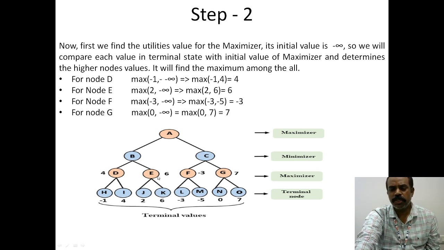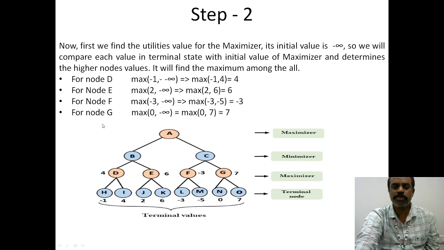So here we have the node E. At node E we have the J value on the left and K on the right. So again apply the same process. For node E we apply the maximizer: maximum of 2 and minus infinity, which is 2. If you move on to the right, the obtained value is again passed on to the maximizer along with the K value. So the maximum of 2, 6 is equal to 6.